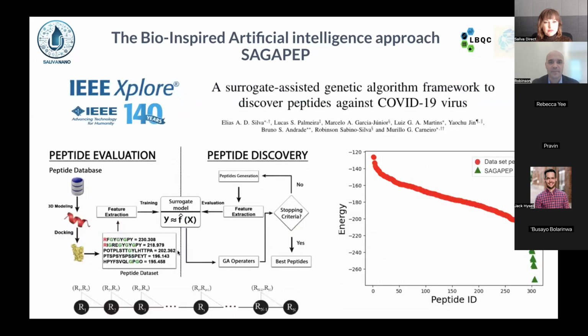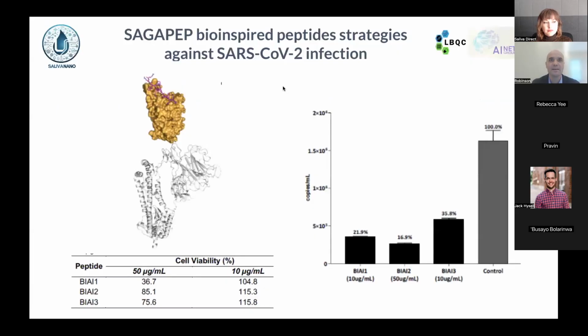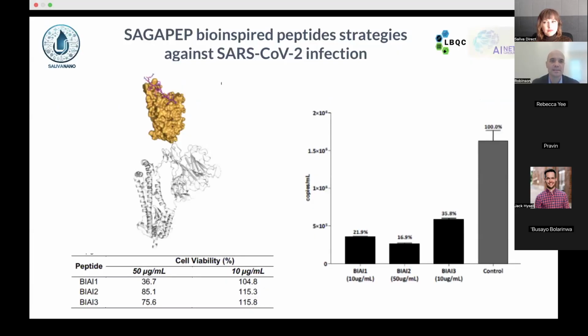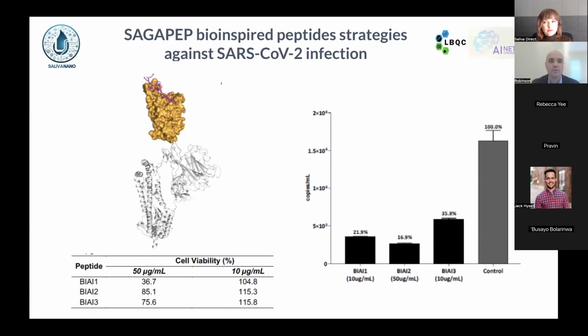Next one, please. Here we can see in green triangles that increased binding energy occurred when we used SagaPep, indicating a greater binding energy as shown in the color green. Next one, please. Thus, when we use these SagaPep bioinspired peptides, we can see increased activity in the reduction of SARS-CoV-2 replication in this cell culture. Next one, please.